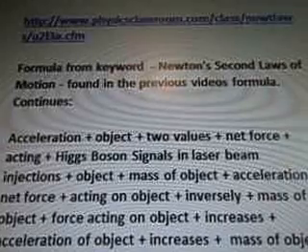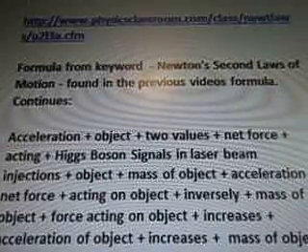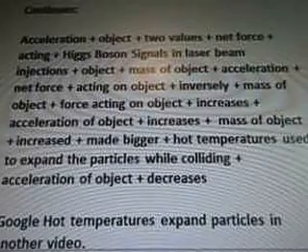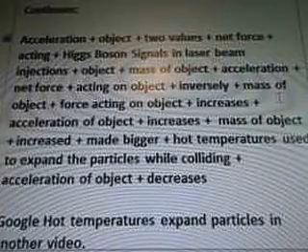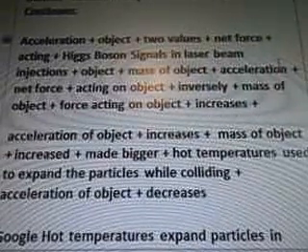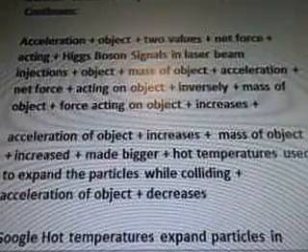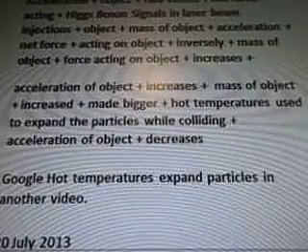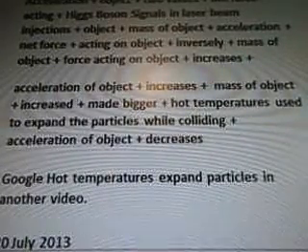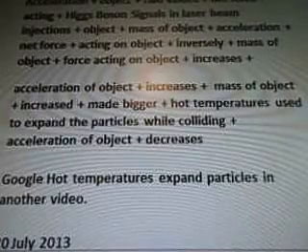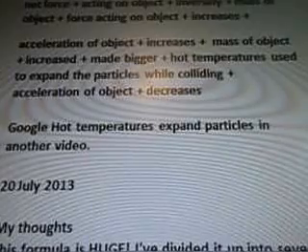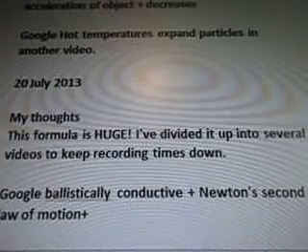So formula from keyword. Newton's second law of motion found in the previous video's formula is going to continue. So acceleration object 2 values, net force acting Higgs boson signals in laser beam injections. Object's mass of object, acceleration net force acting on object, inversely mass of object, force acting on object increases. Acceleration of object increases, mass of object increases, make bigger. Hot temperatures used to expand the particles while colliding, acceleration of objects decreases. We will hot temperatures expand particles in another video.